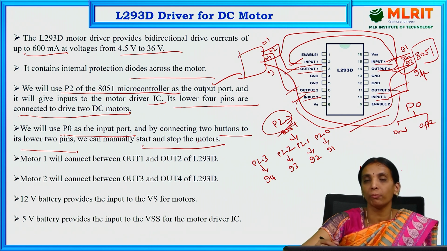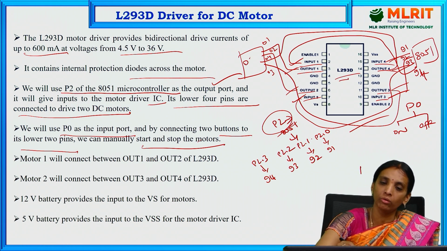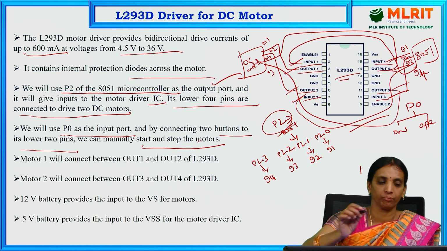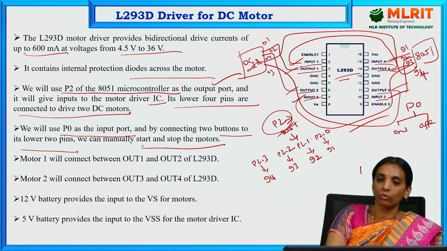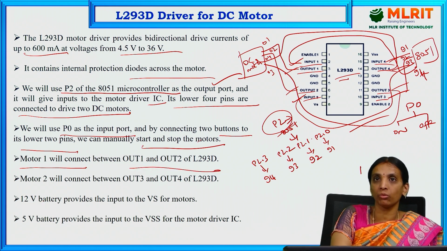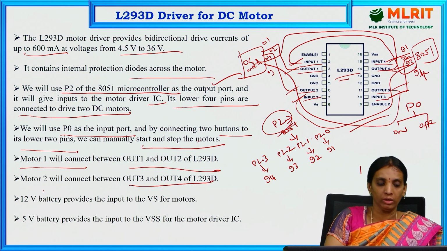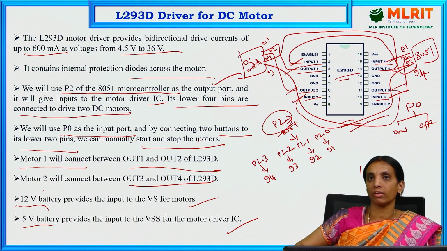So these output pins of the L293D, that is the motor driver, are connected to the DC motors. Here we have to use 2 different motors. Motor 1 will be connected between output 1 and output 2, and motor 2 will be connected between out 3 and out 4. Here the 12 volts battery will be used for the power supply to the motor, and the 5 volts battery will be used for the power supply to this motor driver IC.